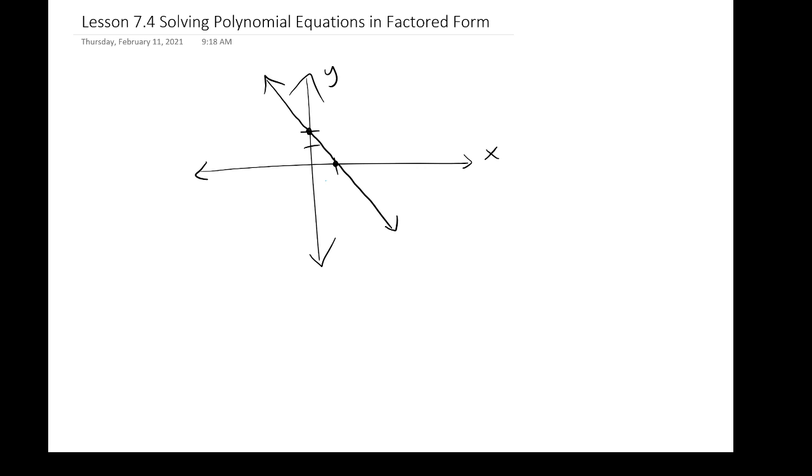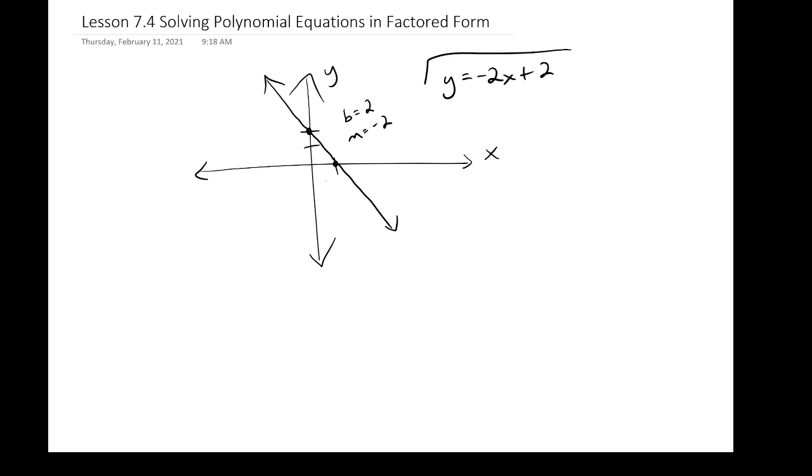Here, I have a linear equation. We have a y-intercept of 2, and we have a slope of -2, right? Down 2 and then right 1. So in slope-intercept form, this is going to be y equals -2x plus 2.